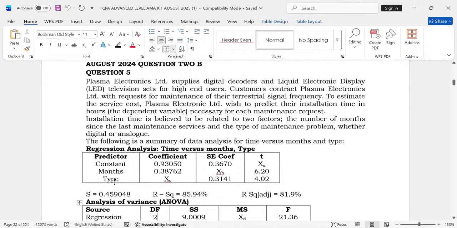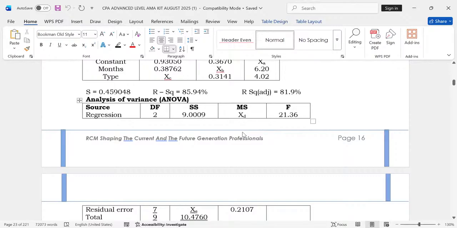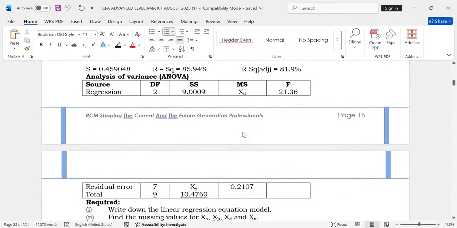Then, ladies and gentlemen, we are able to see the standard error. It's given here. We have our R squared, which is very high, about 86%. Very good. And then we have R squared adjusted, which is 82%. Then they have given us analysis of variance, ANOVA. ANOVA, we said variances, there are 2 types. We have what we call the explained and what is it? Unexplained, yes. Then they want us to write down the linear regression equation.